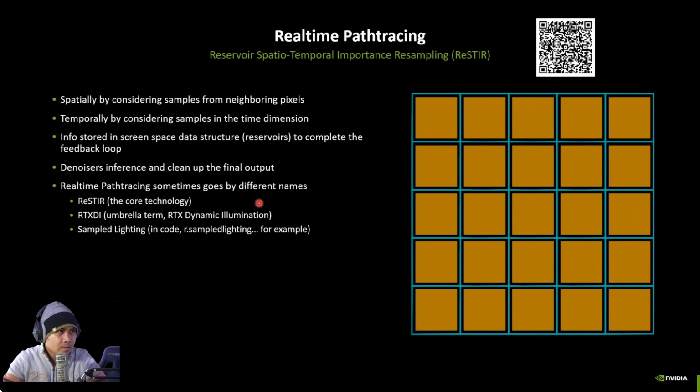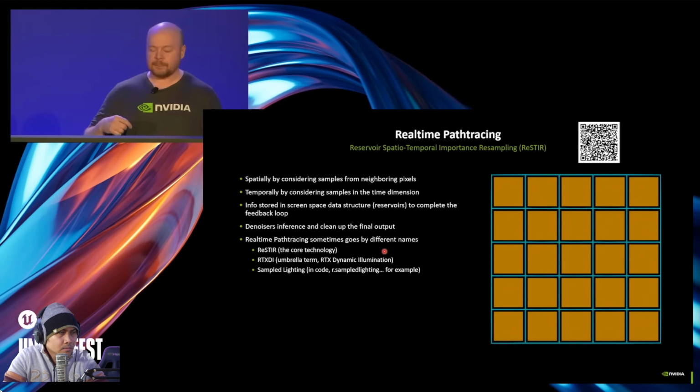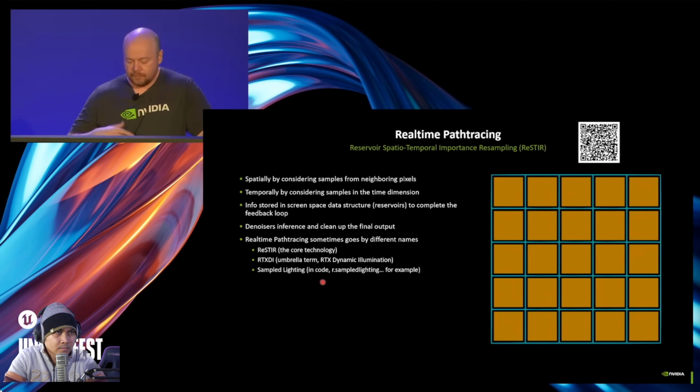Sometimes it's referred to as RTX DI. In the NVRTX branch, for example, you will see options in the project settings to turn on RTX DI, in this case RTX Dynamic Illumination, and that's how you enable real-time path tracing. RTX DI is not a technology by itself. It's more of an umbrella term for all of the real-time path tracing work that we're doing. And sometimes in code, you'll see it referenced as sampled lighting. Again, I don't want to mix things up or make it too complicated, just to say that sometimes you'll see it referred to by different names technically.